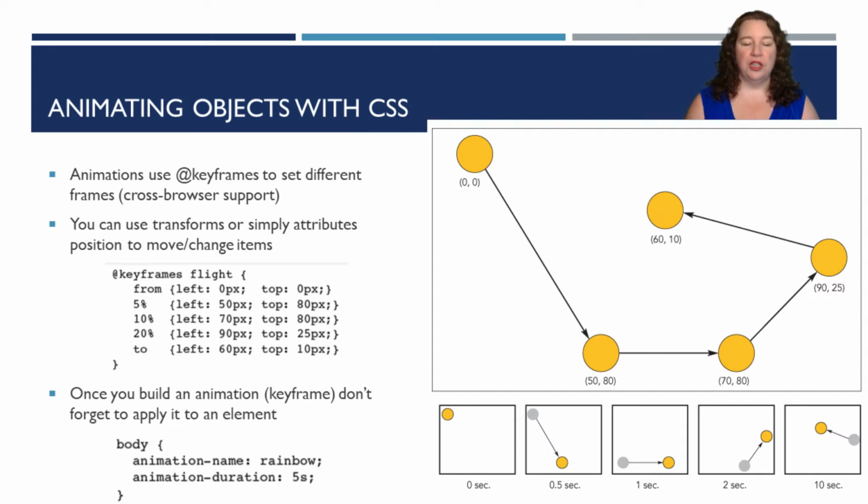Once you build your keyframe flight, you're going to build an animation. You're going to apply that animation to your element. In this case, I'm doing it to my entire body. So my animation name is rainbow, and my duration is 5 seconds. In the example here, my animation name is flight, and my animation duration is 10 seconds, depending on how I choose to do it. So let's go see how we can build an animation with our video object.